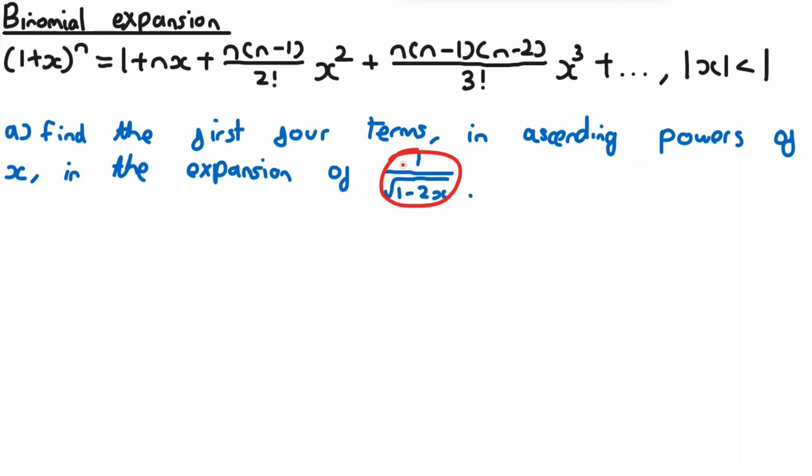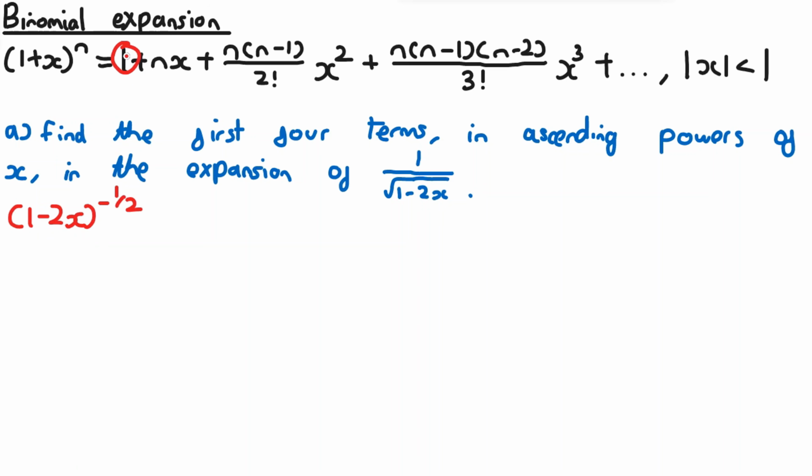So the first thing we need to do is rewrite this as 1 minus 2x to the power of minus, because it's the 1 over, and then a half because we've got this square root down here. And then we do the expansion of this, but we sub in minus 2x as the value of x. Please remember the minus here as well, because normally this is plus. So to consider this, we need to put the minus in, and that's what we need to sub in.